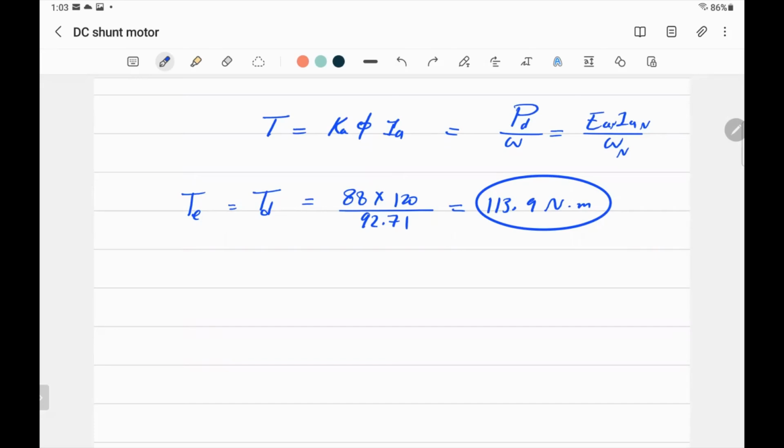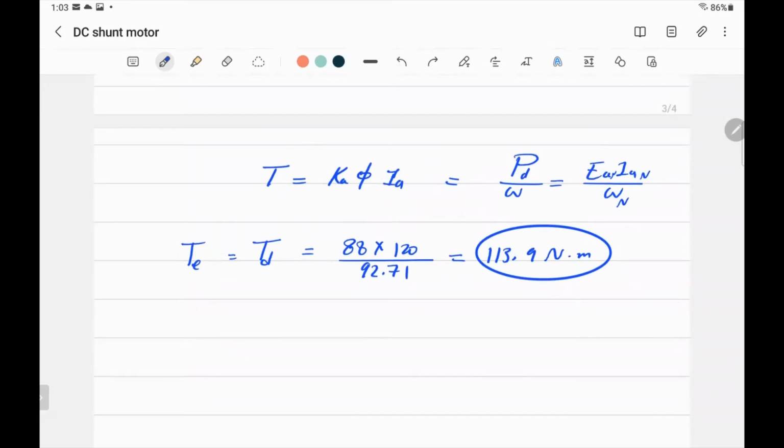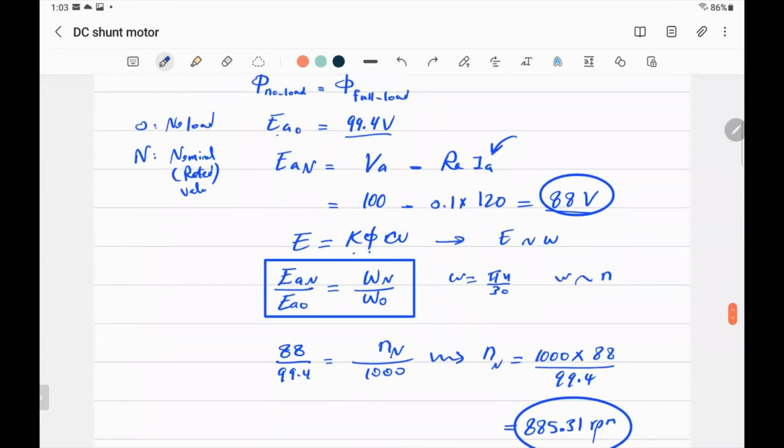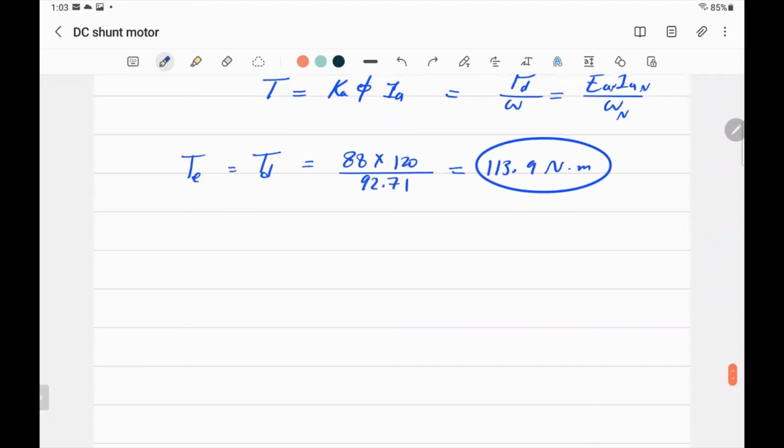But by the way, to get torque you've got to be flexible. Torque is also Ka phi Ia, and you can get Ka phi. Why? Because you have E in this relationship, you got E equal to 88, and you know E is equal to Ka times phi. So if you divide E by omega, you can get K phi. And this K phi you multiply by the current, and get the same. You can try it at home. You'll finally get the same thing. All right. To find the efficiency, I have to calculate the power input and the power output.